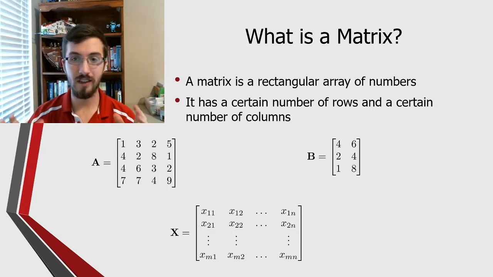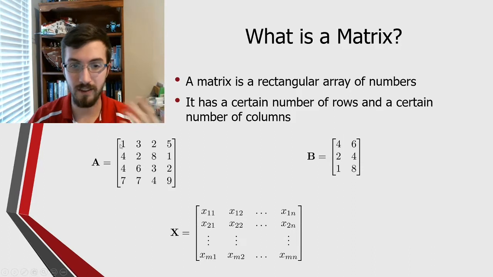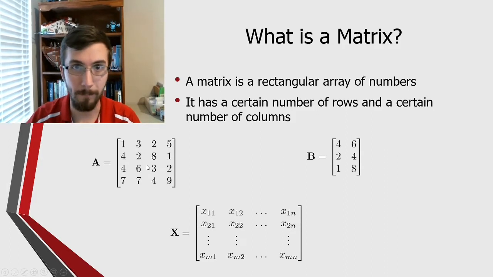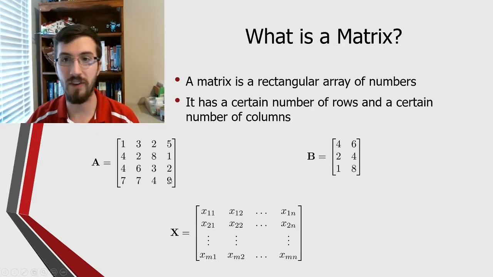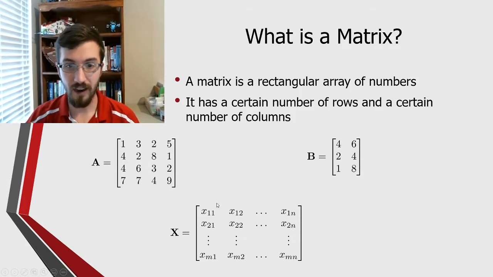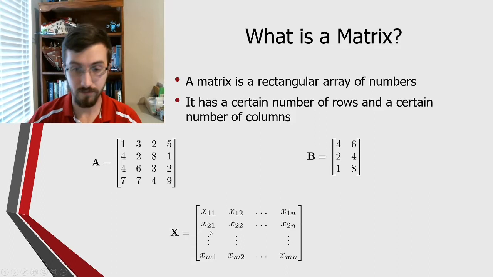So it's always going to look something like this. Like this matrix, we call this matrix A. This has 4 rows and 4 columns. It's a square, and there's a bunch of numbers in it. This is matrix B. It has 3 rows and 2 columns and has a bunch of numbers in it. It's not a square matrix. It's a rectangular matrix. And then here we have matrix X.